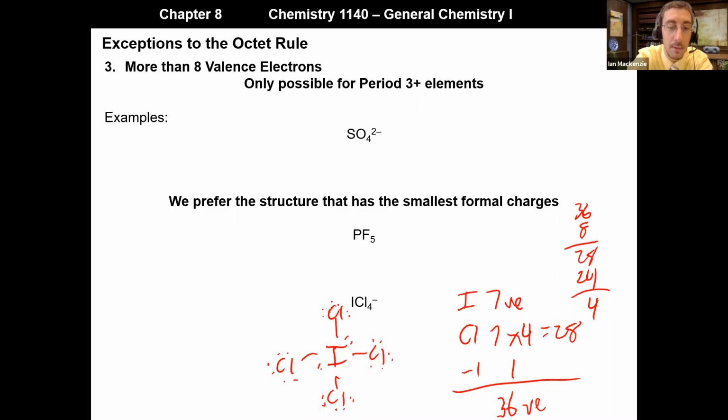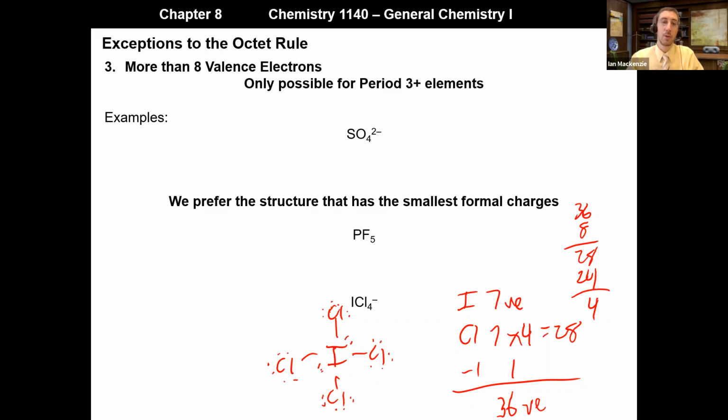I could place around iodine. Now that breaks the octet rule for iodine. It now has 4 bonds, so that's 8 electrons, and then 2 more lone pairs. So it has 12 electrons around it. But that's okay because it's in row 3 or greater. And if I calculate the formal charges on all of this, I will find that the chlorines are all 0, and iodine has a -1 charge, which matches with the overall charge on the compound.